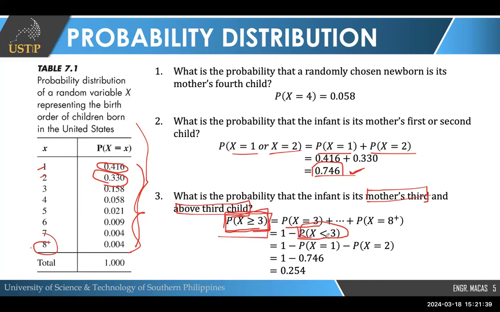Okay? The x less than 3 values are 1 and 2 only. So basically, that value we got in the previous number. Okay? So 1 minus the sum of the two. Okay? The negative is distributed. So that is 1 minus 0.746, or that is 0.254. For this side, if you add from 3 to 8, you will get that value, class. It's just the same answer. Okay, so that's one example of a probability distribution.